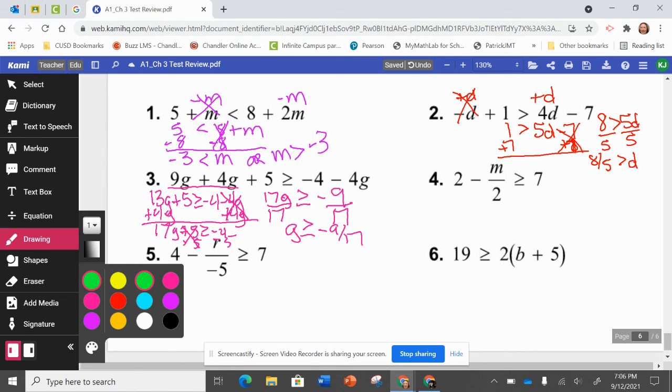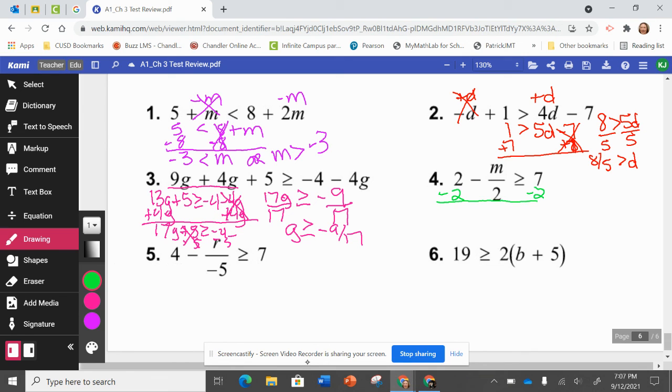Number 4, we have dividing, and then we have 2 over here. So we need to move this 2 first. The opposite of a +2, and remember, we don't check here, we check what's in front, is -2. So we're subtracting 2 from both sides. 2 minus 2 is 0. And 7 minus 2 is 5.